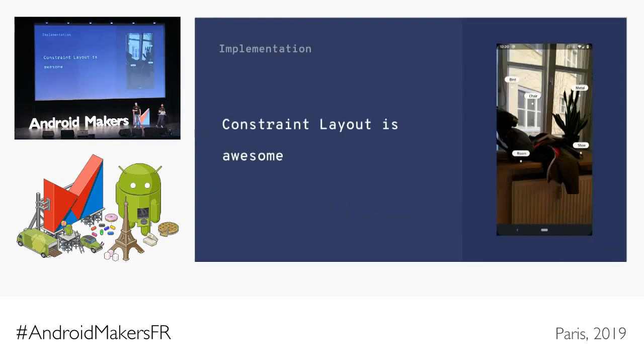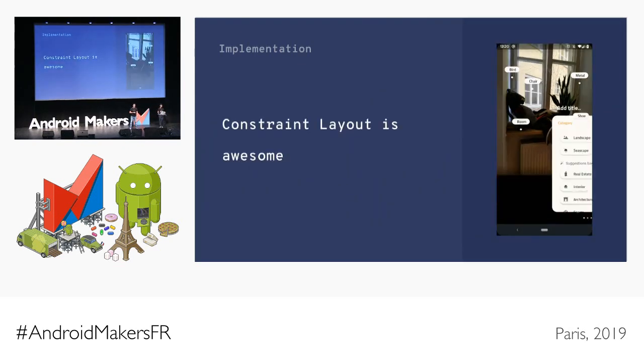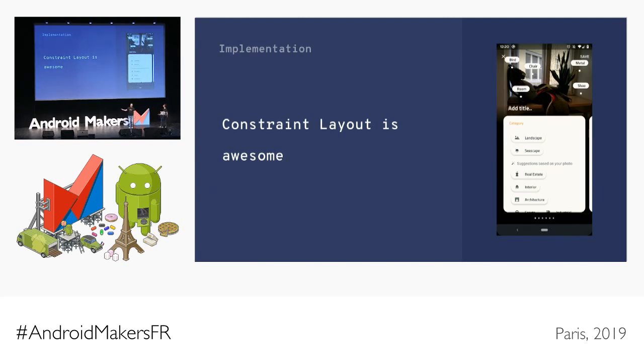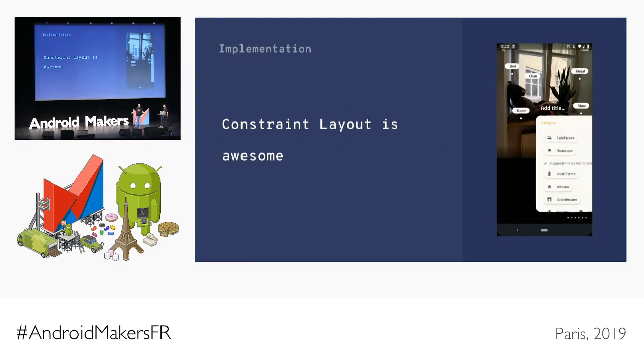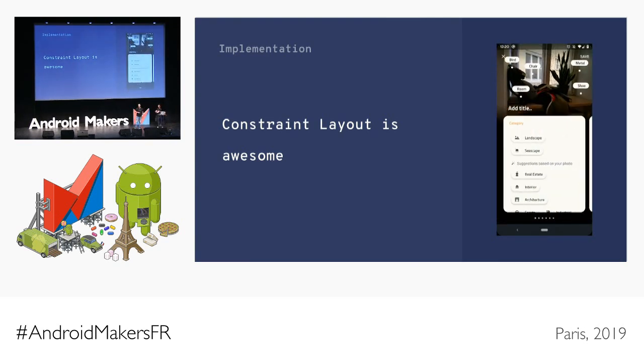Other thing, constraint layout is really, really awesome. It makes my life very easy. I'll try to get the animation to play. So when there's a transition between 2 states, now I just have 2 constraint sets, pulling things together, and things move around. This was a couple of lines of code.